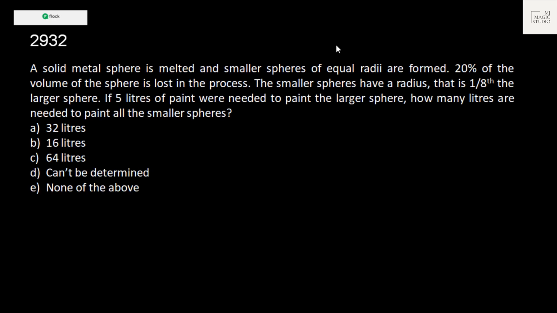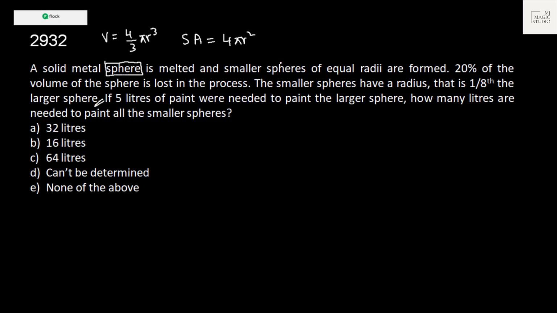A cool sample question from 3D mensuration. We have a sphere. Volume of a sphere is given by 4 by 3 pi r cube, and the total surface area of a sphere is given by 4 pi r square, where r is the radius. A solid metal sphere is melted and smaller spheres of equal radii are formed. 20% of the volume of the sphere is lost in the process. The smaller spheres have a radius that is 1/8 of the larger sphere.